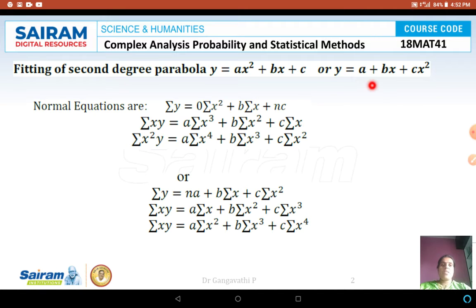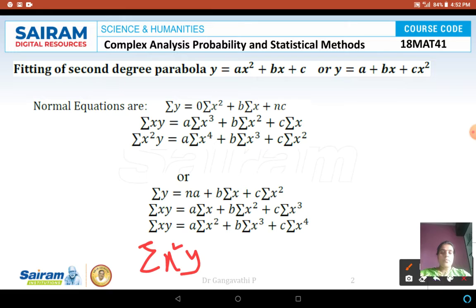If the curve has been given in this other form, the normal equations are going to be this: n into a plus b into summation x plus c into summation x square. Multiply by x and then take the summation, you get this equation. Multiply by x square into y, then take the summation, you get this. So here you have summation x square into y.